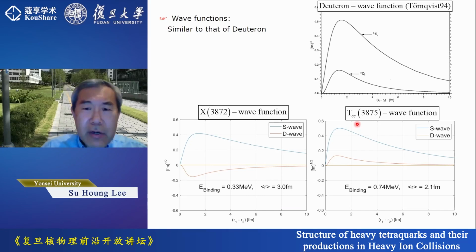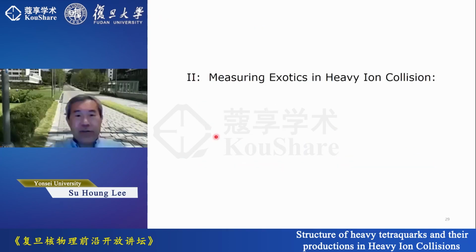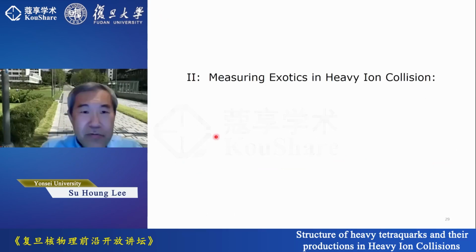So therefore, let's try to see whether we can discriminate whether TCC is a compact multi-quark configuration or a molecular configuration, and confirm whether X is a molecular configuration in heavy ion collisions. So that's why we are interested in measuring exotics in heavy ion collisions.